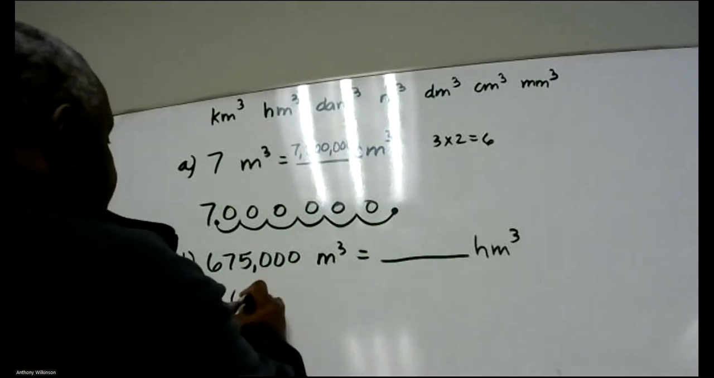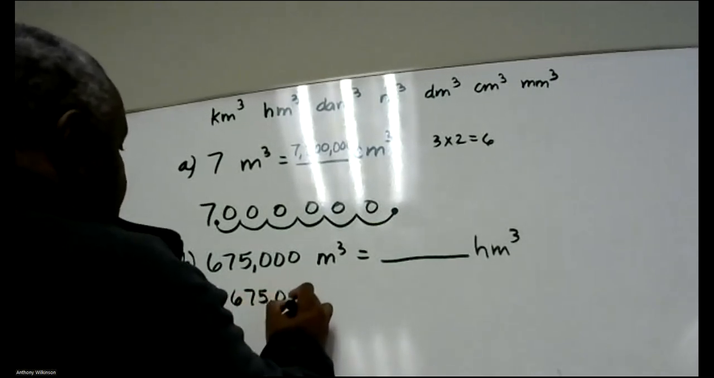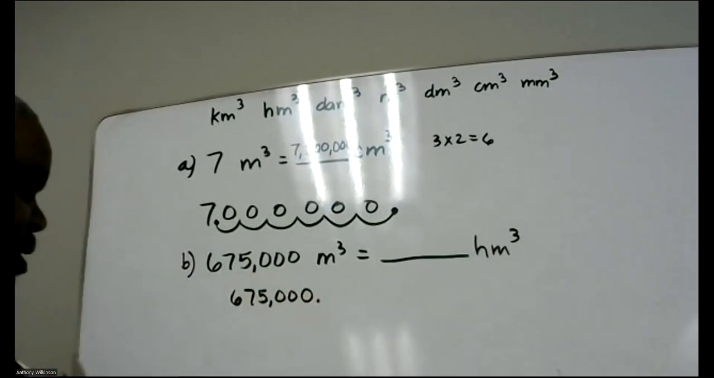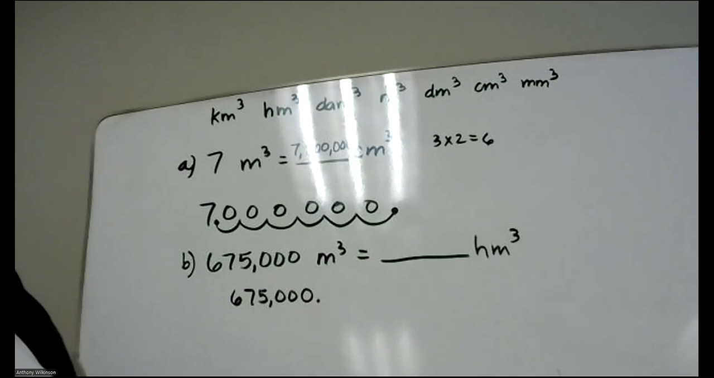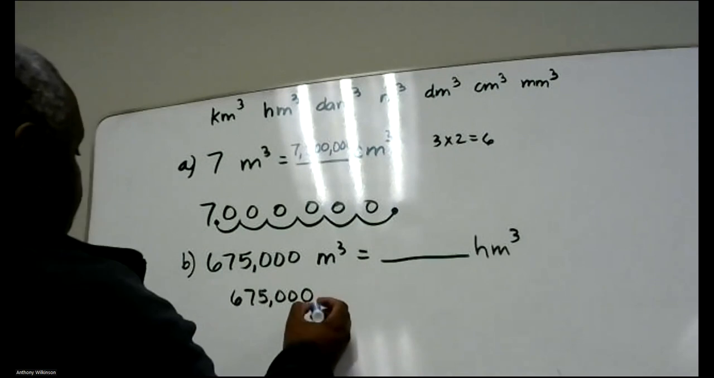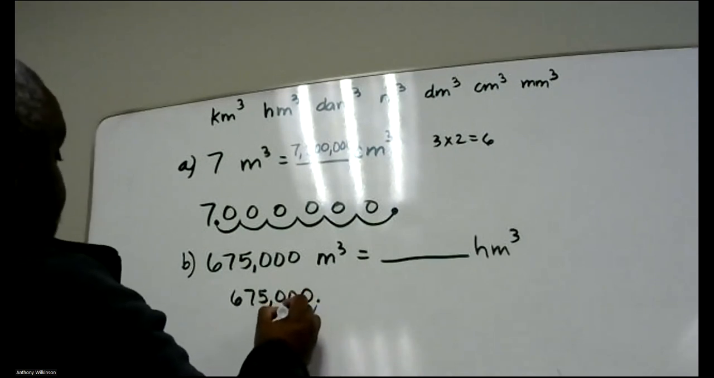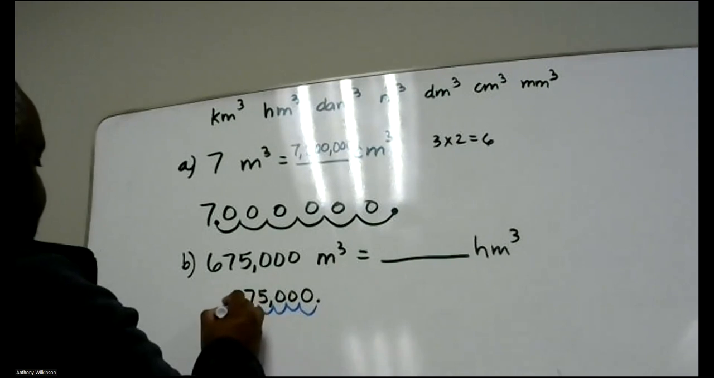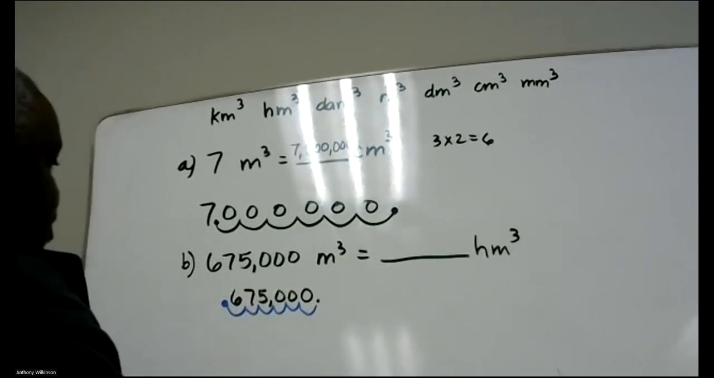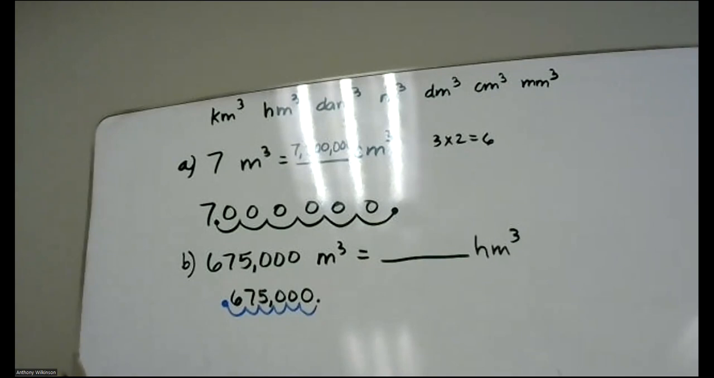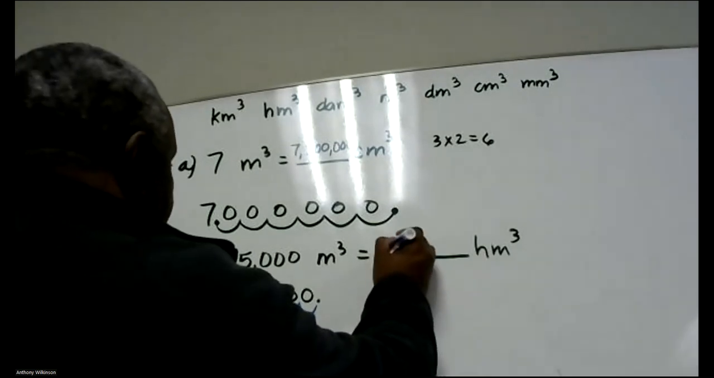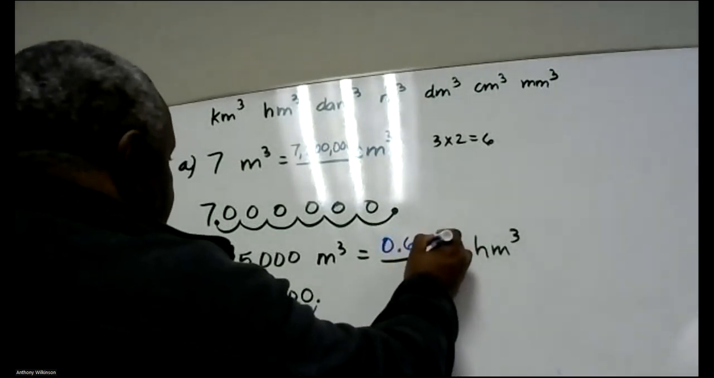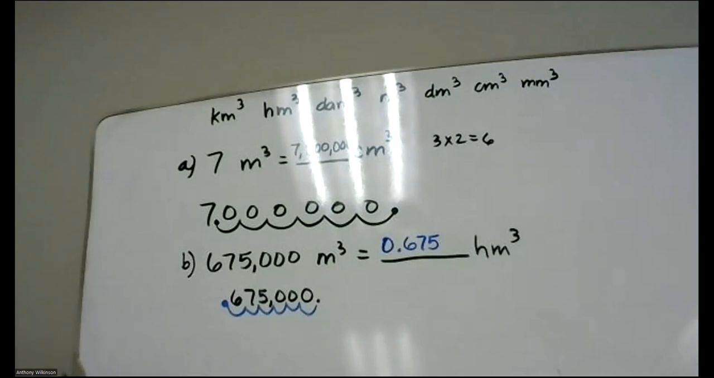So in 675,000, I need to move this decimal point six places to the left. So from here, I'm going to move that decimal point 1, 2, 3, 4, 5, 6. So now the decimal point is in front of the six. So 675,000 cubic meters would be 0.675 hectometers. Well, cubic hectometers.